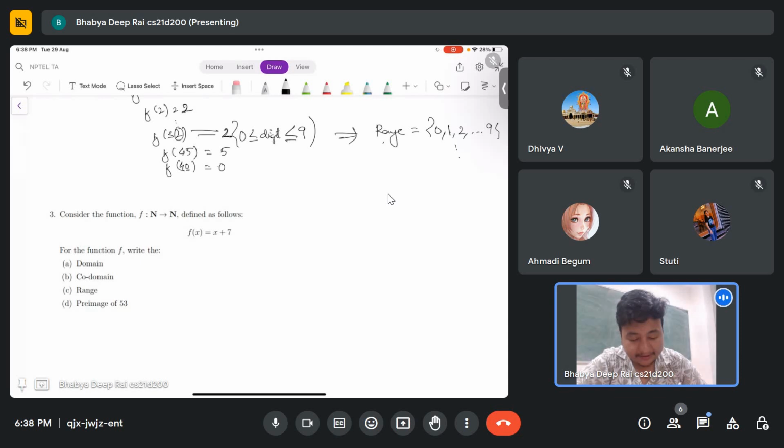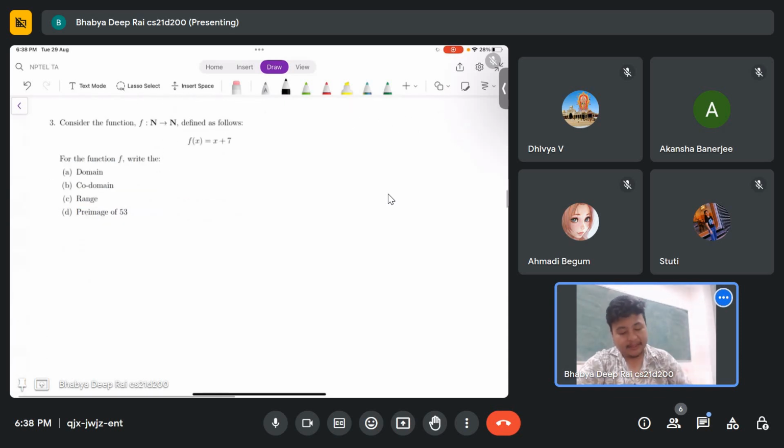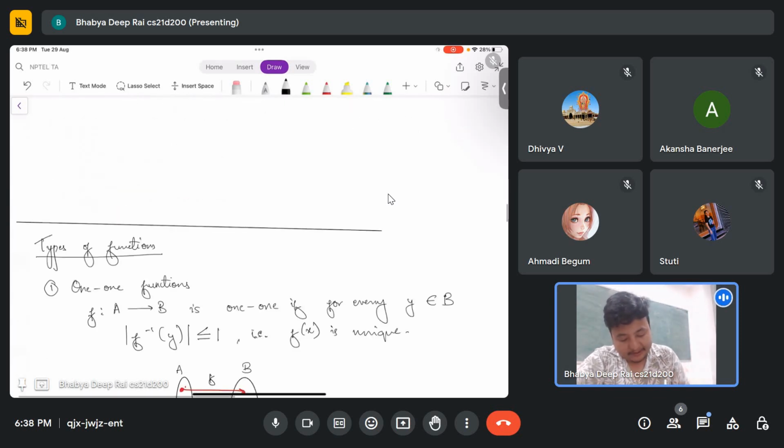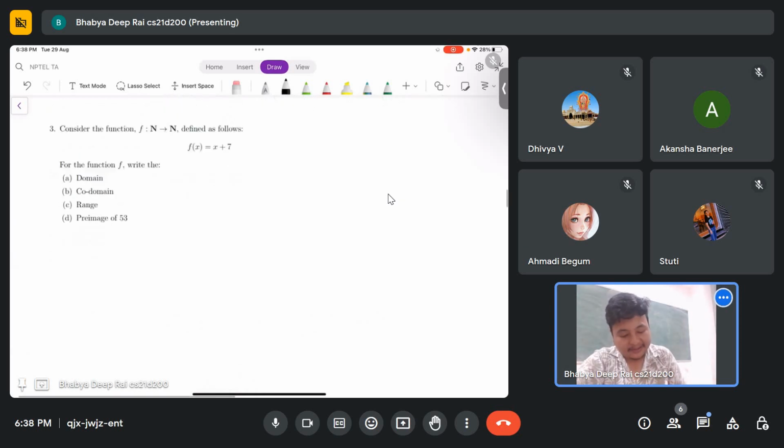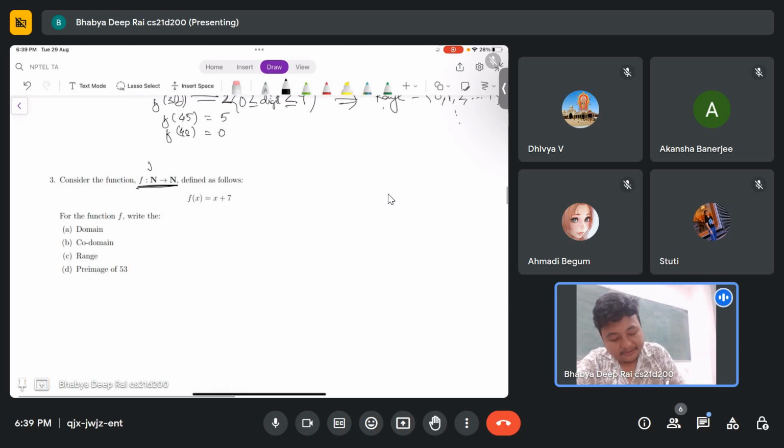Now another simple question. Consider the function defined as follows: f of x equals x plus 7. For the function, write the domain, codomain, range, and preimage of 53. The domain and codomain are already given in the question if you see carefully, right? So this is the domain and this is the codomain.